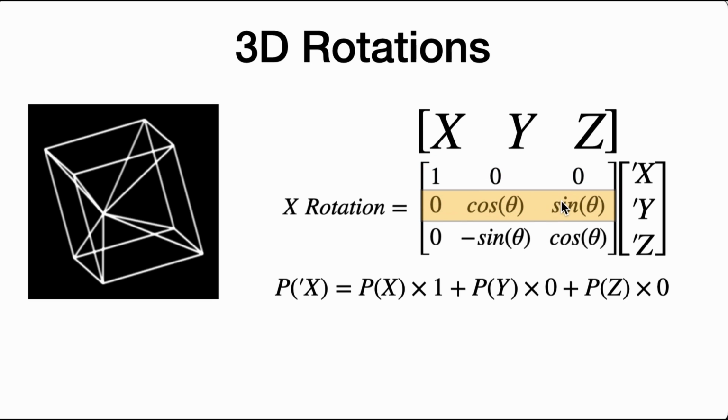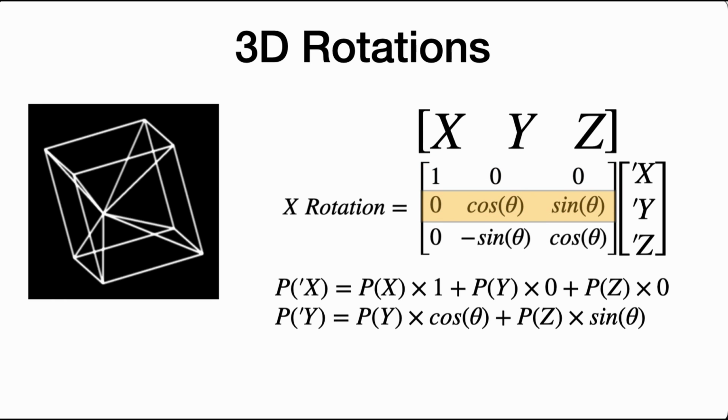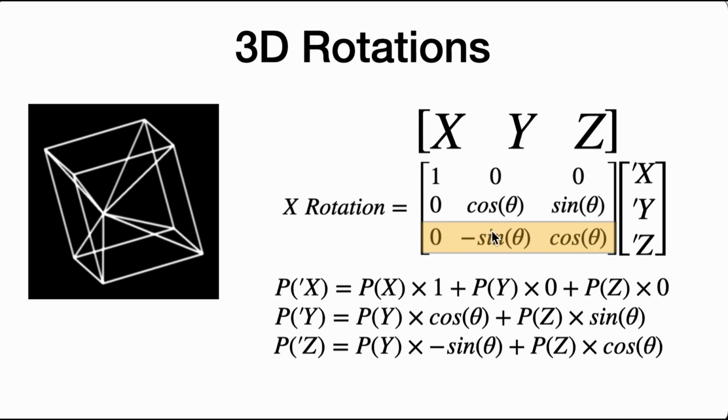What about the new value of Y? Well, this will change. It's the old value of Y times cos of theta, the angle of change, plus Z times sine theta. And the new value of Z is the value of Y times negative sine theta, plus Z times cos of theta.